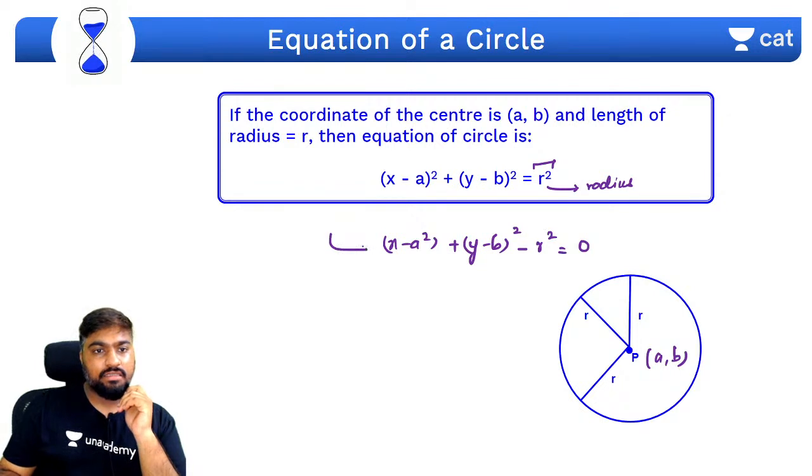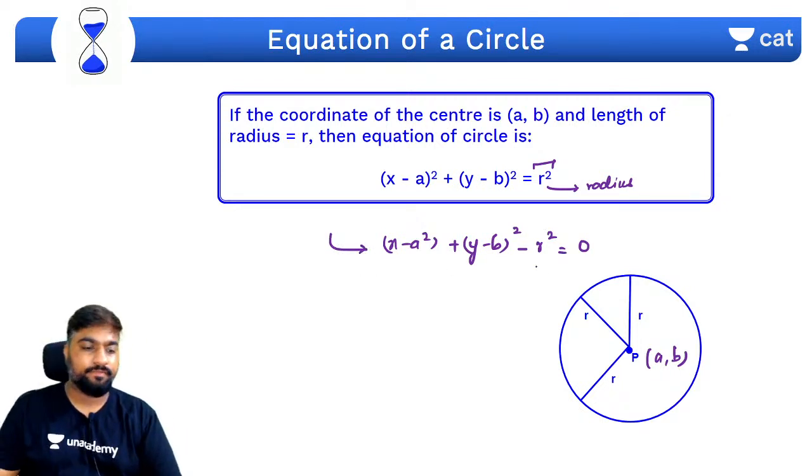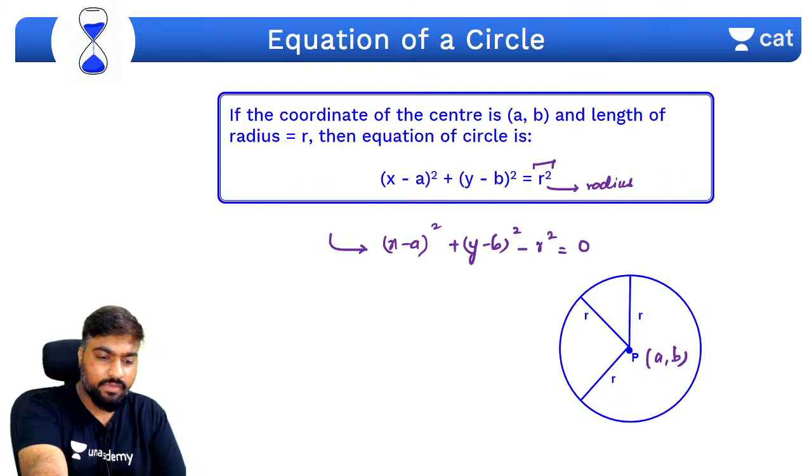Yes, this is the common format of the equation of any given circle. Does it make sense? (x minus a) square plus (y minus b) square minus r square will be equal to 0. Cool? This is (x minus a) the whole square, not x minus a square. (x minus a) the whole square plus (y minus b) the whole square minus r square will give you the equation of the circle.